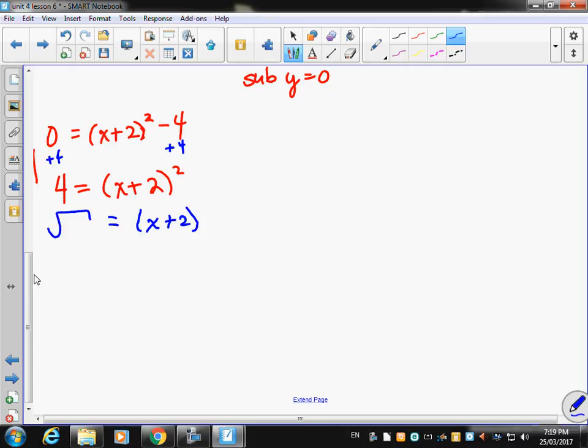But remember, you could have a positive number squared gives you an answer, and a negative number squared gives you an answer. So I have to think about the positive or negative square root of 4. Last thing I'm going to do is subtract 2 from both sides.